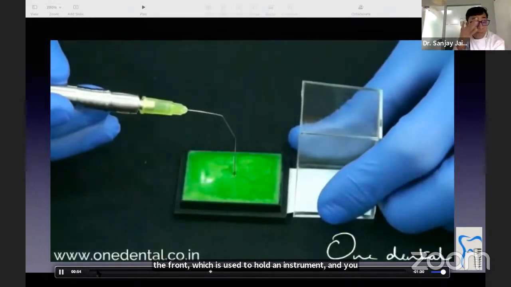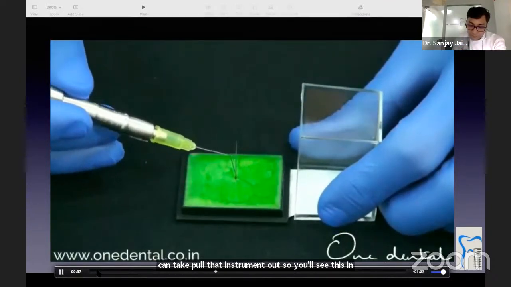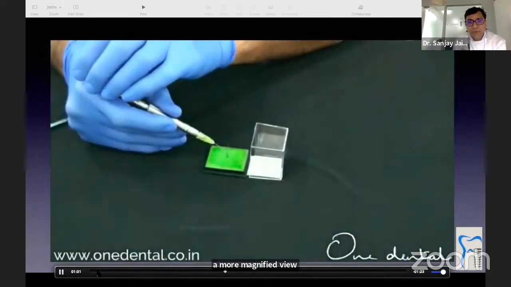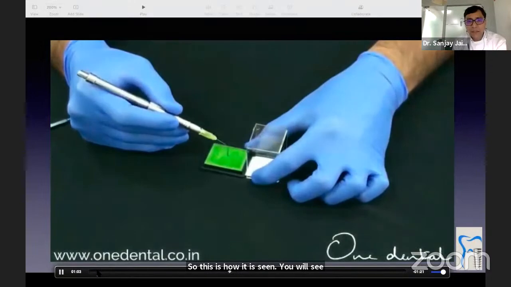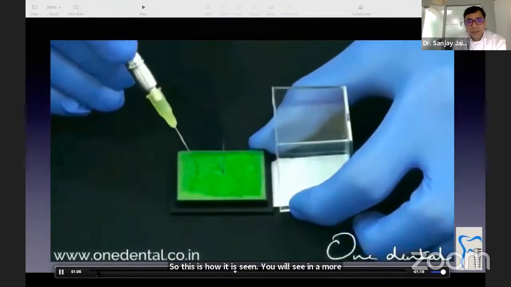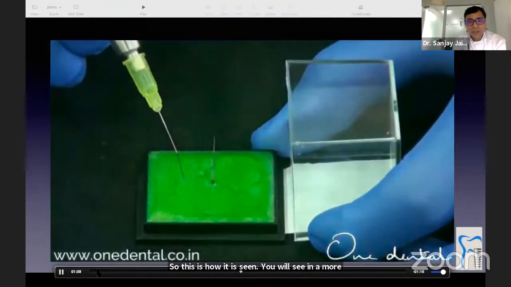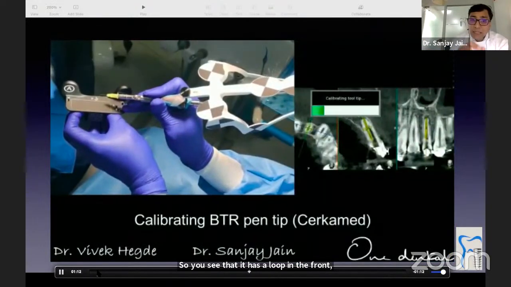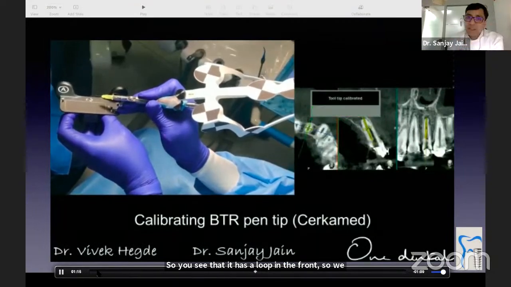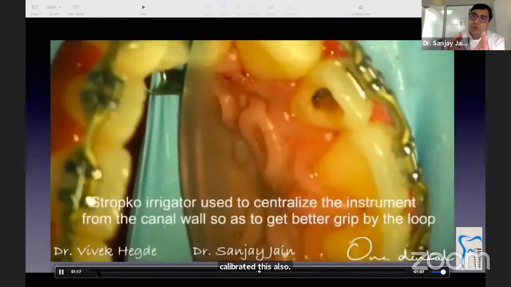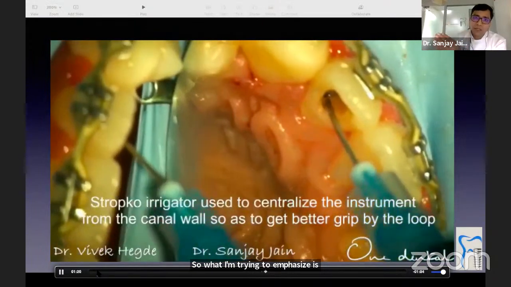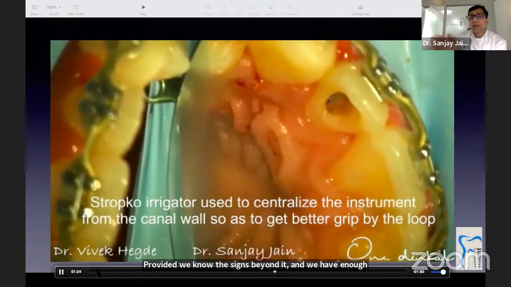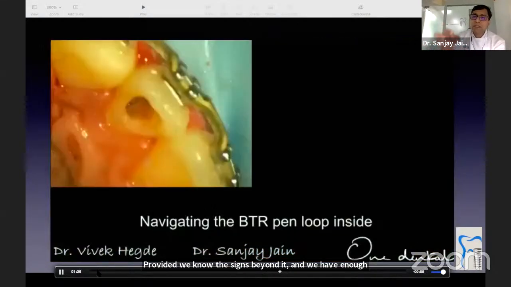You'll see this in a more magnified view. This is how it is seen. You'll see in a more magnified view how the loop looks. So you see that it has a loop in the front. We calibrated this also. What I'm trying to emphasize is that this navigation can be used in almost every field of dentistry, provided we know the science behind it and we have enough skill to understand how this has to be applied in those cases.